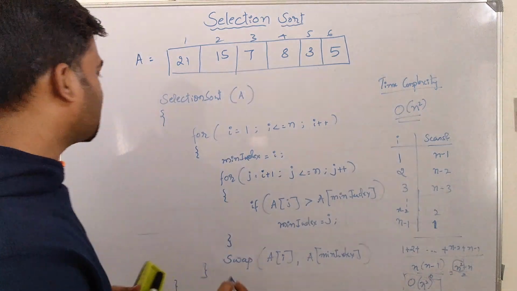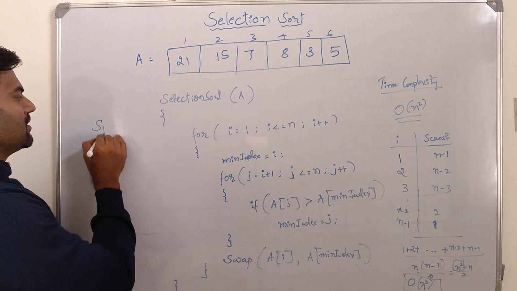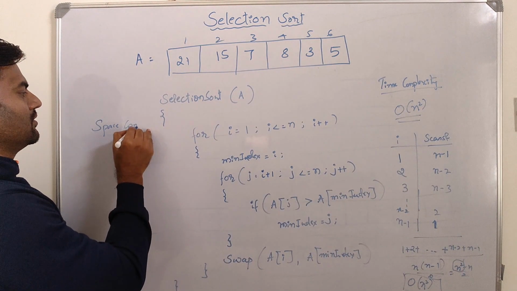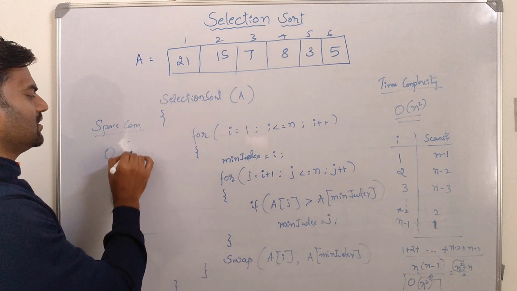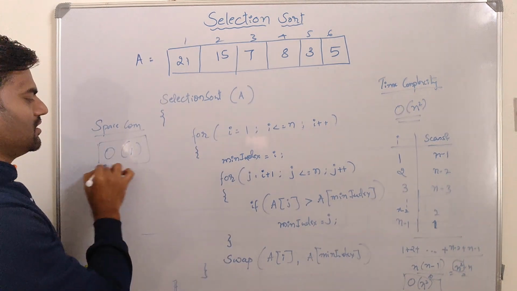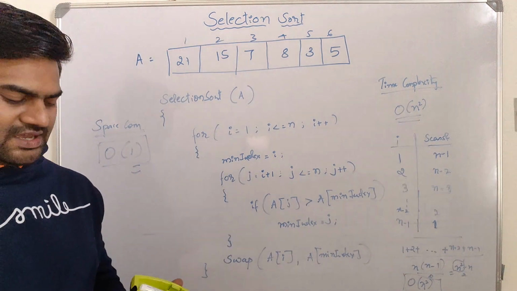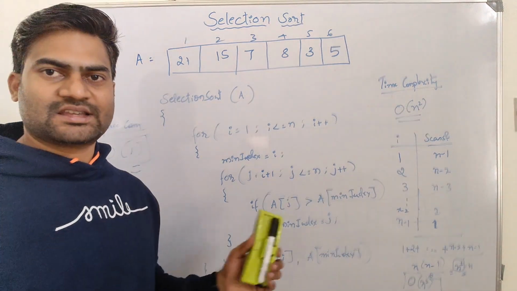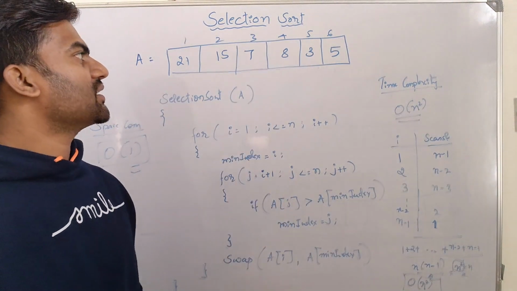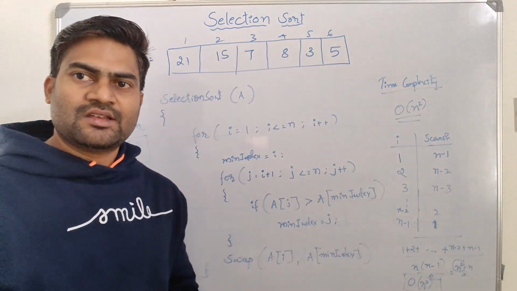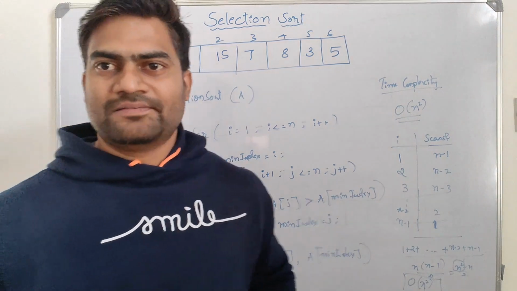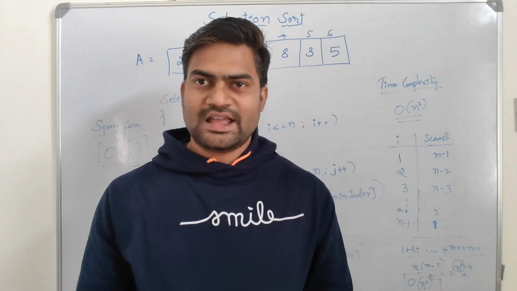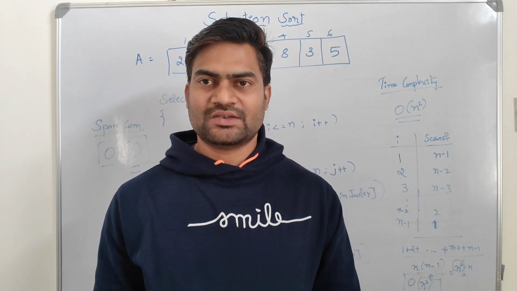So space complexity for this one is of order 1. Why? Because we are not taking any extra space to sort these elements. So this is basically the logic and the pseudocode for this selection sort.